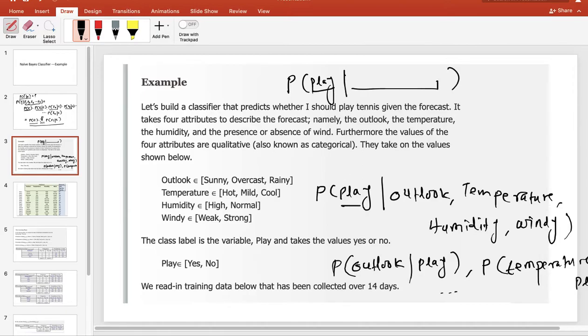The weather forecast is given in terms of outlook, temperature, humidity and windy. Of course, these will take different values. Outlook will take three values: sunny, overcast, rainy. Temperature will take three values, humidity will take two values, and windy will be weak or strong. Given these four features, we are asked, should we play or not? That's the question we'll be solving, given the weather forecast of a day.